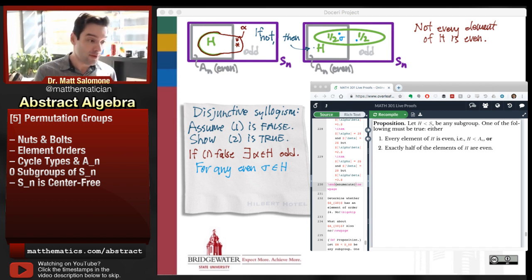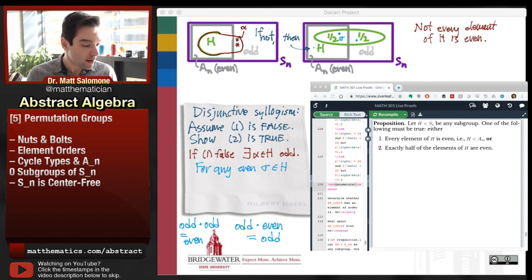Because after all, and this is the key engine of this proof, we know that if I have an odd permutation and I compose it with an even permutation, the result is always going to be odd. Right? And vice versa. If you give me an odd permutation and compose it with an odd permutation, that result is going to be even.